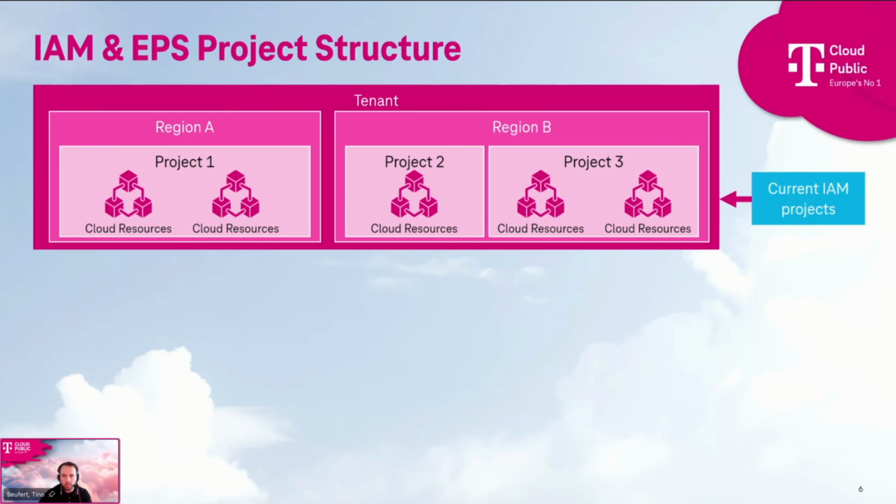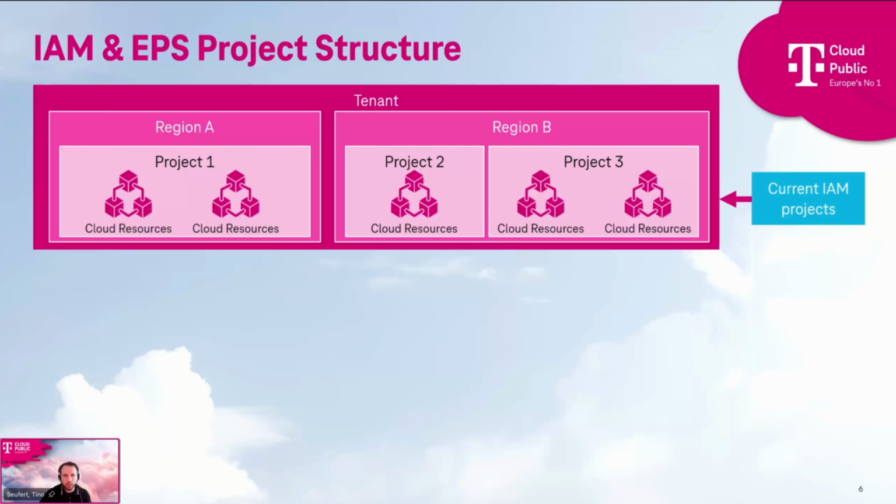Currently, for authorization purposes, you use, of course, IAM, Identity and Access Management, and as a first, broad border you have the tenant. So the tenant includes everything you have. And the tenant is spreading across multiple regions, currently Germany and Netherlands. Here it's called just region A and B.